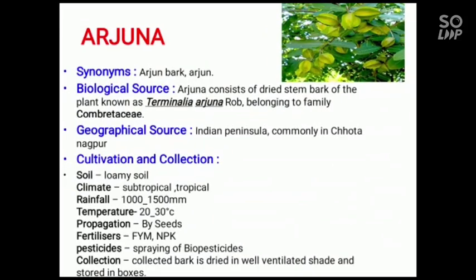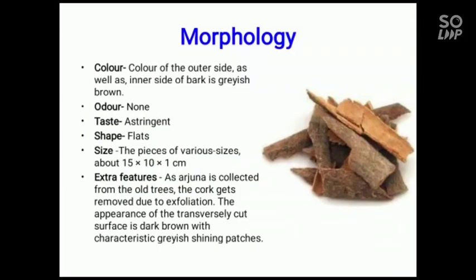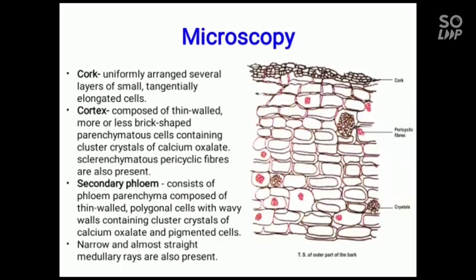and stored in boxes. Then the morphology. Color of the outer side as well as inner side of bark is grayish brown. It doesn't have any odor. Taste is astringent. Shape is flat. Size, pieces of various sizes about 15 by 10 by 1 centimeter. Then the extra features. As Arjuna is collected from old trees, the cork gets removed due to exfoliation. The appearance of the transversely cut surface is dark brown with characteristic grayish shining patches.